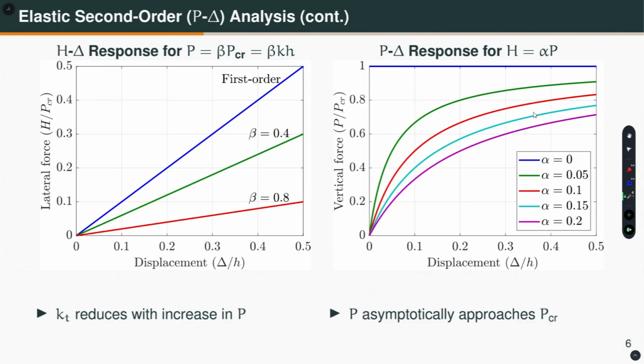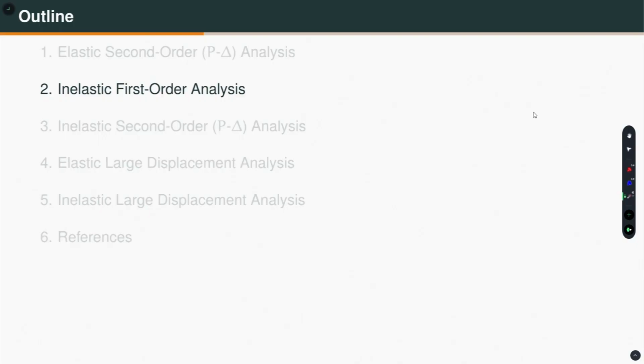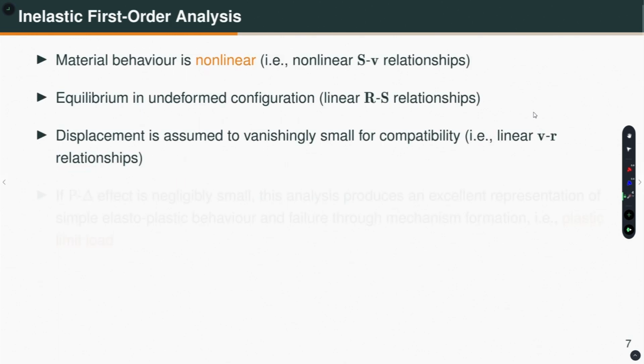So, the takeaway from this particular slide is that we need to consider the P delta effect when the gravity load is significant, because the stiffness is reduced due to the geometric stiffness. Now, let us look at inelastic first order analysis. When I say first order analysis, that means the equilibrium is in the undeformed configuration, and for compatibility the displacements are assumed to be vanishingly small. That means linear VR relationship, linear RS relationship.